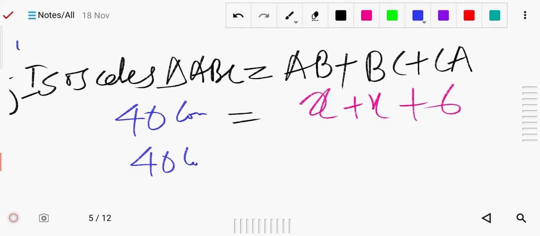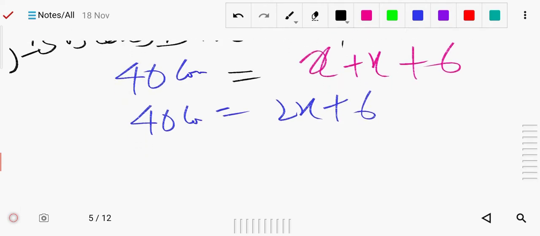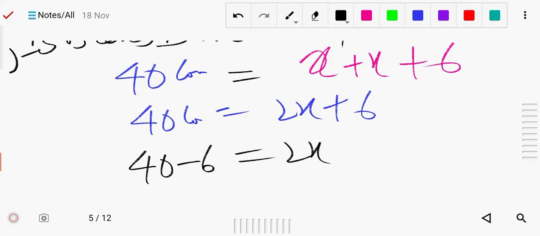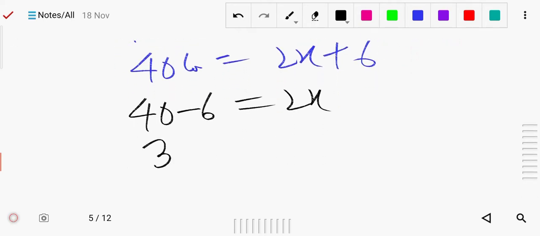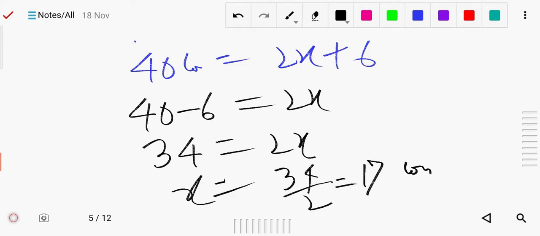So here 40 centimeter equals 2x plus 6. Now you can transpose this 6 to the other side, so 6 will come here: 40 minus 6 equals 2x. So now 40 minus 6 will be 34, equals 2x. So you can solve x equals 34 divided by 2, so it will be 17 centimeter. So the value of x is 17 centimeter.